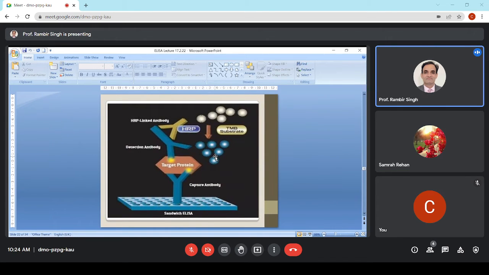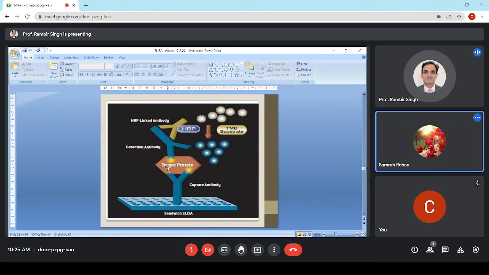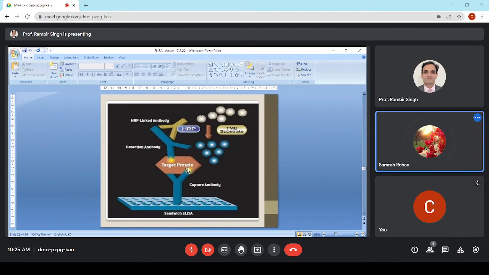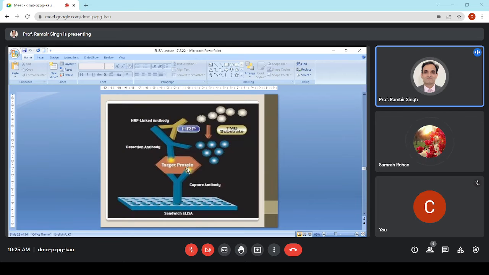Instead of coating an antigen on the plate, what we coat or adsorb are antibodies. Then the target molecule is an antigen which is present in the sample, say human blood. If somebody has an infection, here the difference is that we are measuring antigen. We are not measuring antibody, we are measuring antigen.